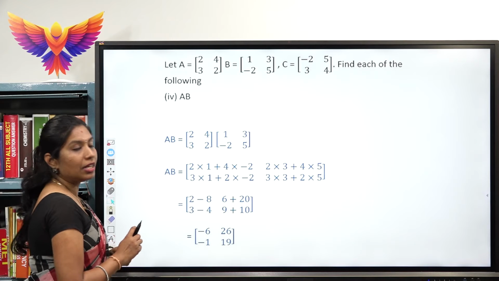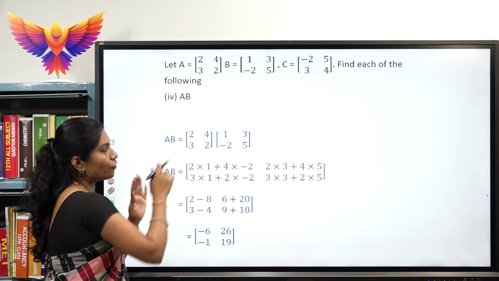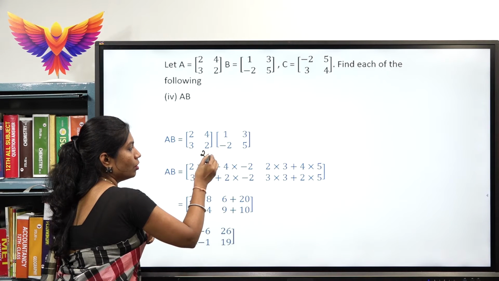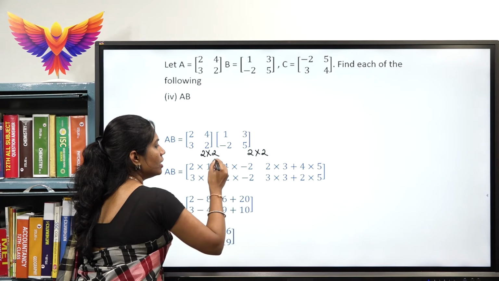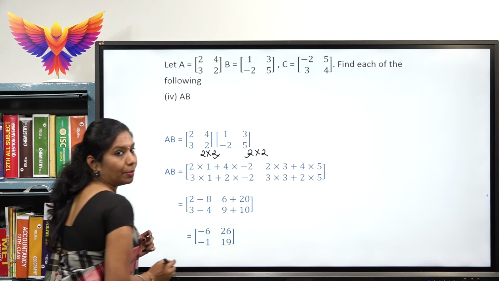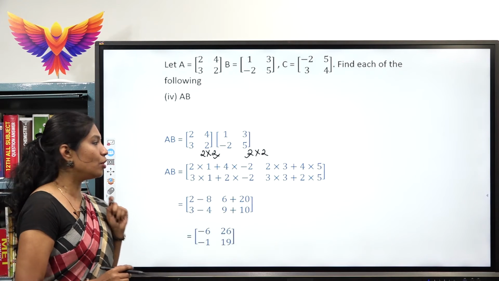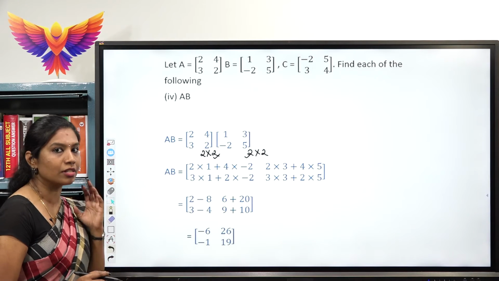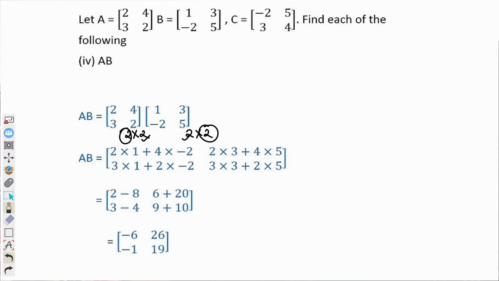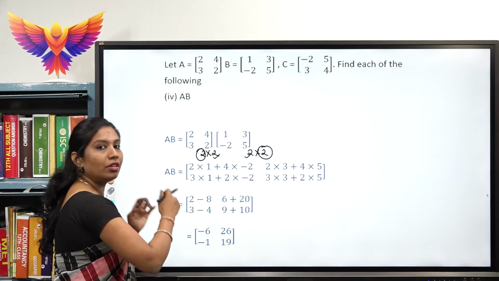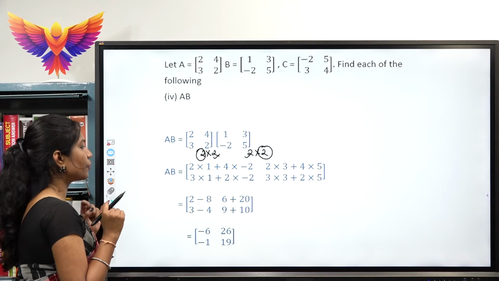Similarly, I need to find the other elements. Since this is a 2 cross 2 matrix and this is also a 2 cross 2 matrix, it satisfies the condition of m cross p and p cross n. The final result should be of order m cross n, which I have already discussed, so it should be 2 cross 2 itself. So I should get A11, A12, A21, A22. How do I do that?